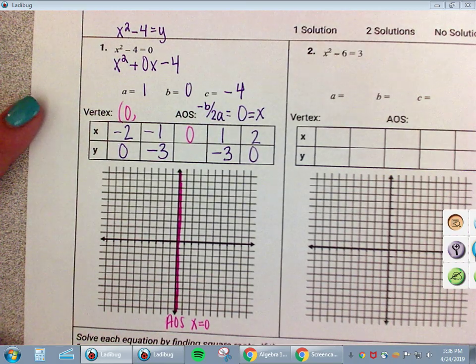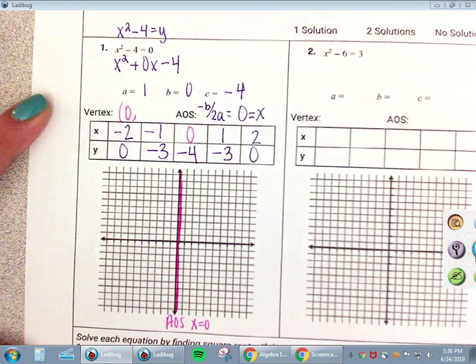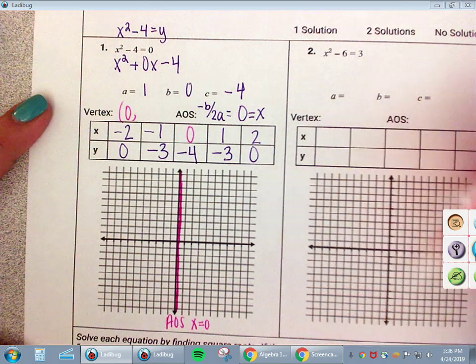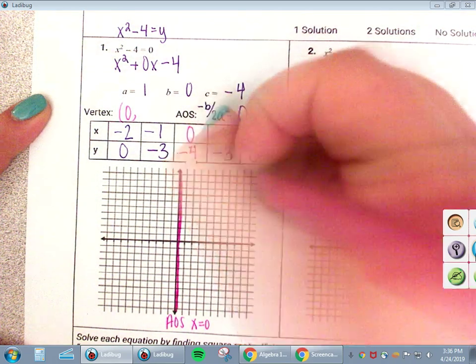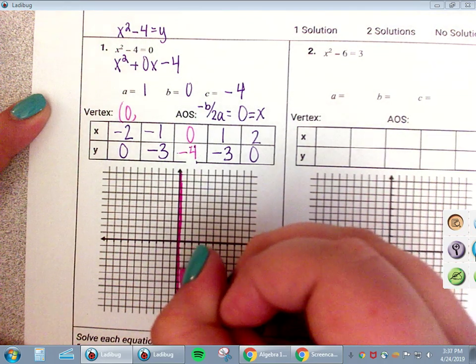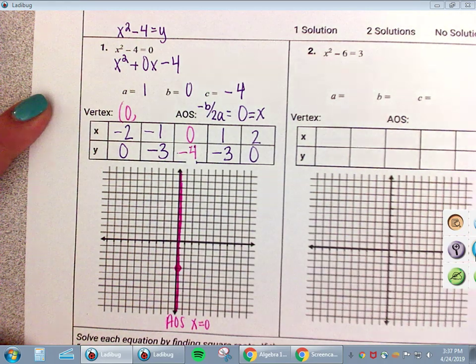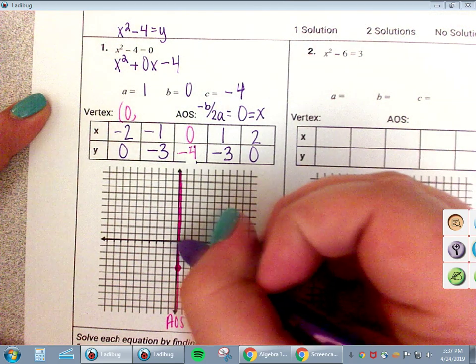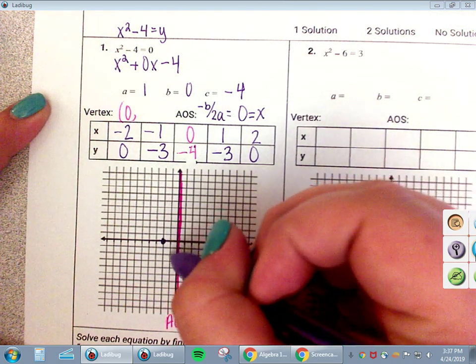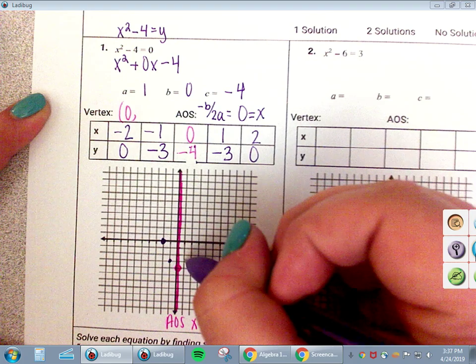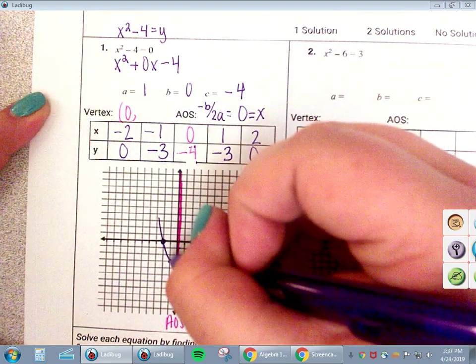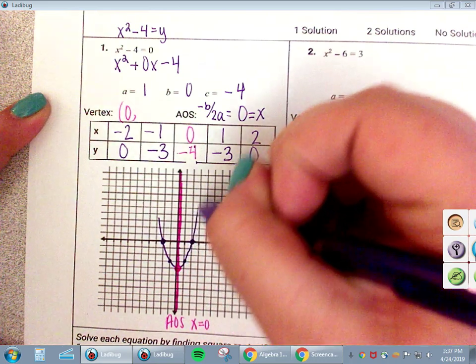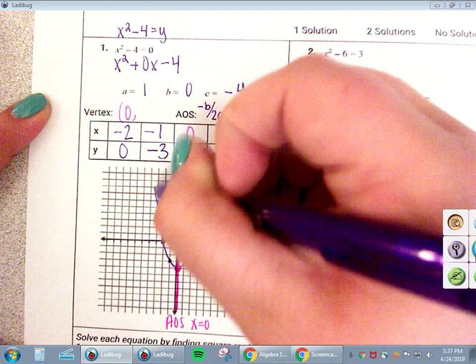And then if I plug in a 0, I have 0 squared minus 4. That's negative 4. So I've got all my points. I can go ahead and plot them. So let's go ahead and do that. I've got a point at 0, negative 4. That's my vertex. I've got a point at negative 2, 0. Negative 1, negative 3, 1, negative 3, and 2, 0. And then I can connect my curve and extend it out.